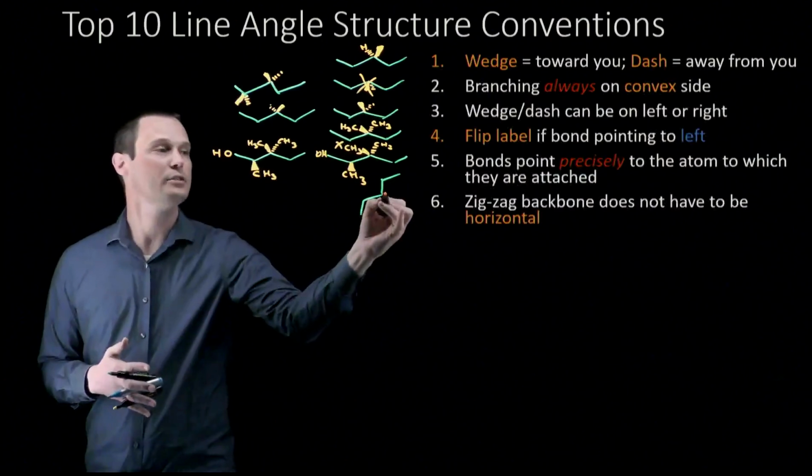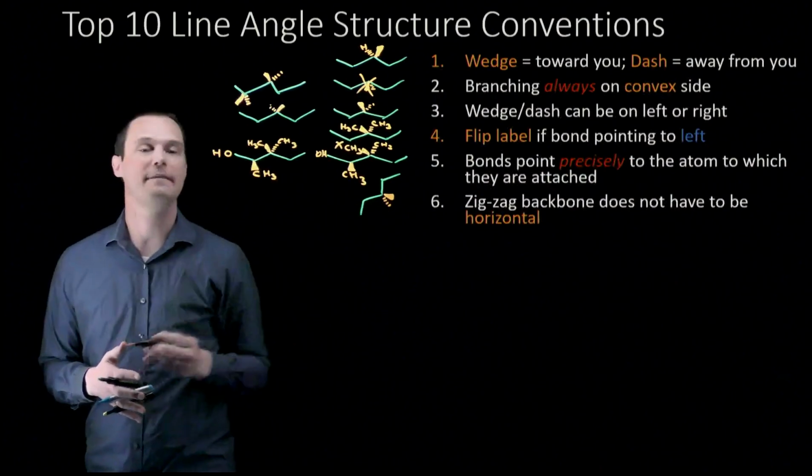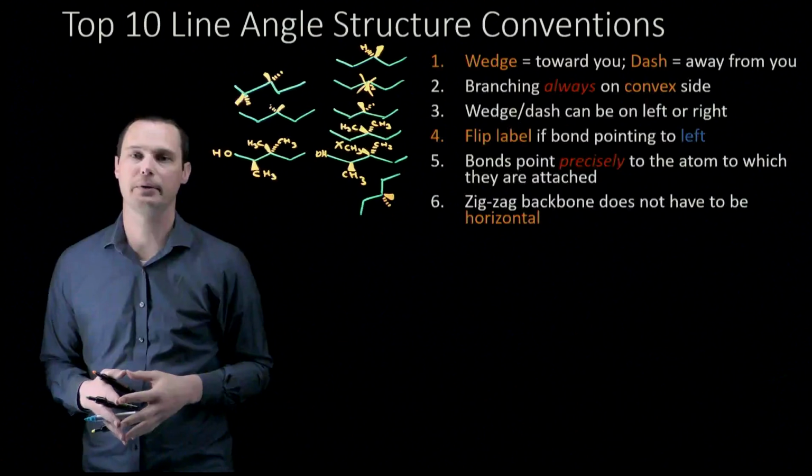If we still have wedges or dashes, the wedges and dashes still always go on the convex side of the molecule, never the concave side of the molecule.